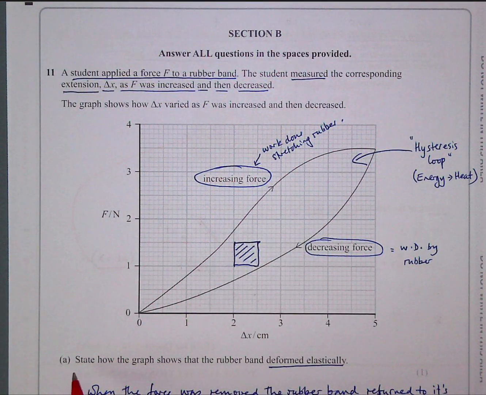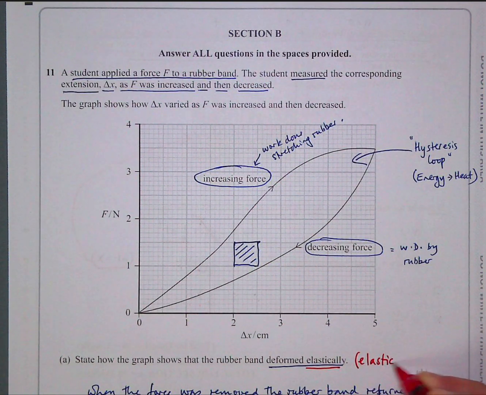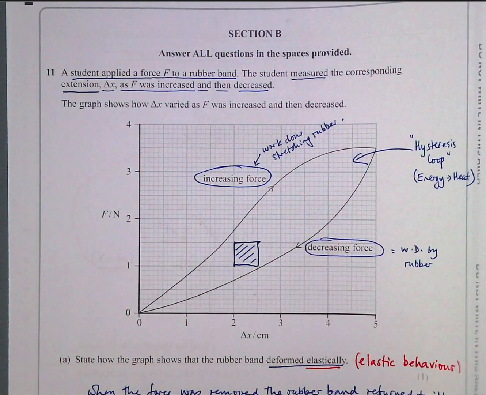But first it wants you to know how the graph shows that the rubber band deformed elastically. Now, deformed elastically means exhibiting elastic behavior. So it's showing elastic behavior, and it's because it's gone back to its original length. At the end, when you remove the force, it's gone back to its original shape. When the force was removed, the rubber band returned to its original length, or the extension went back to 0.